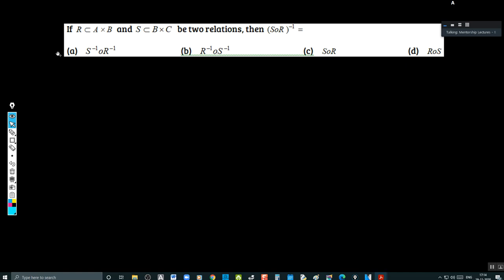Next, what is the straight formula here? (S circle R) whole inverse, I ask you to split it from the right side. R inverse O S inverse. R inverse O S inverse.